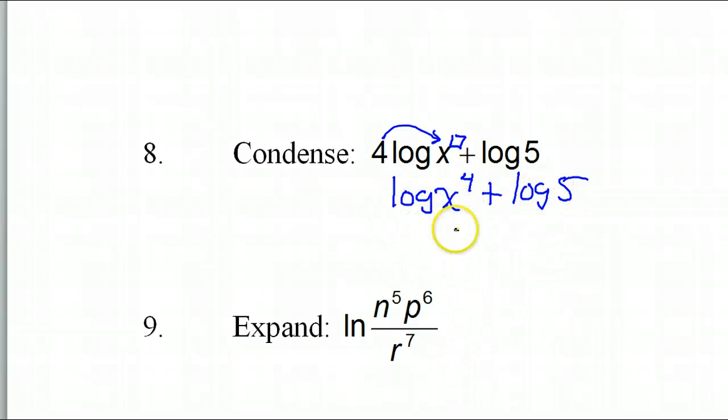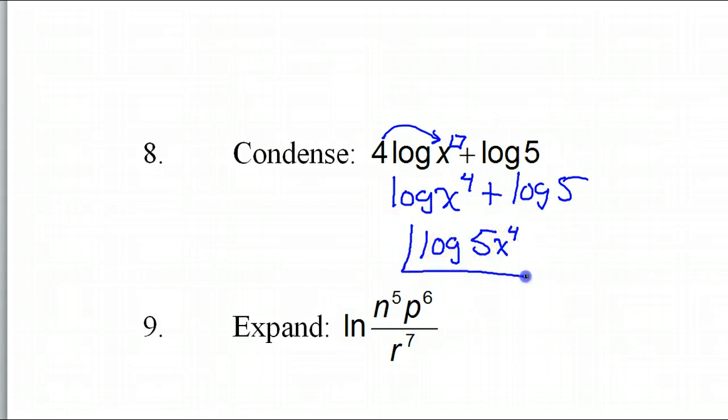So when you condense, addition becomes multiplication. So this will be log of x to the 4th power times 5, but we would traditionally write that 5x to the 4th power. Okay, that's it for number 8.